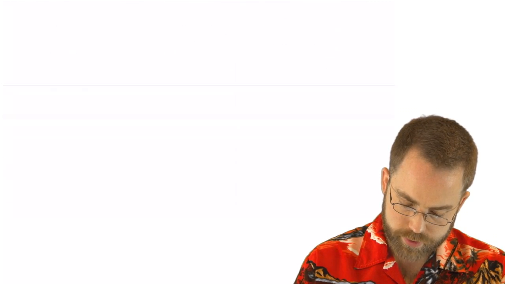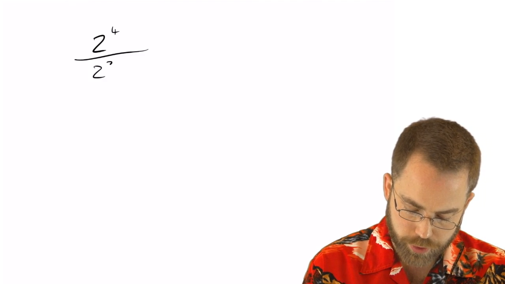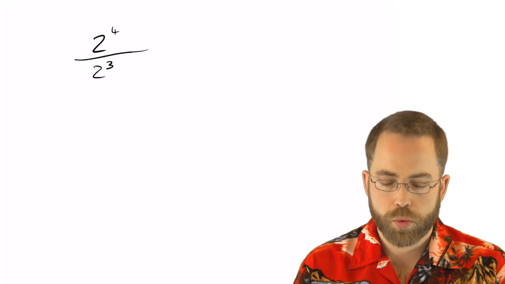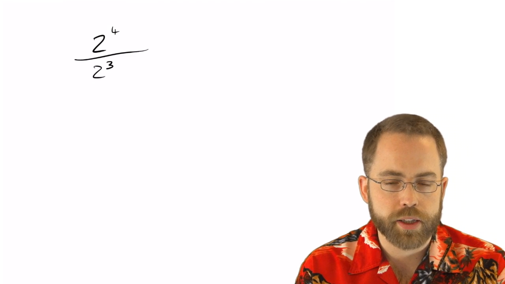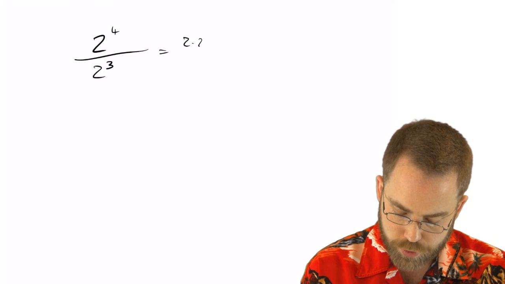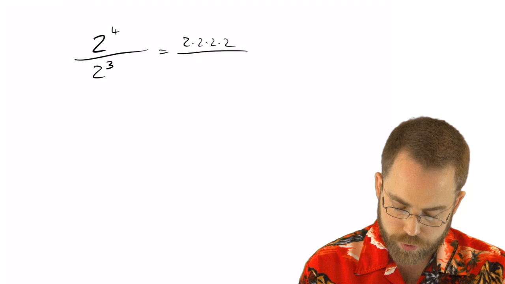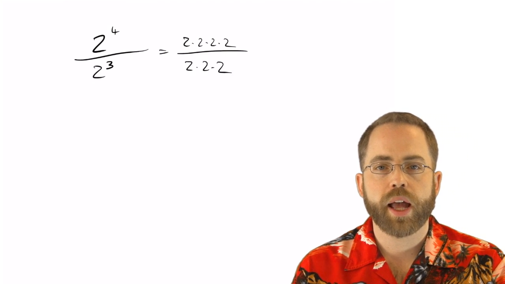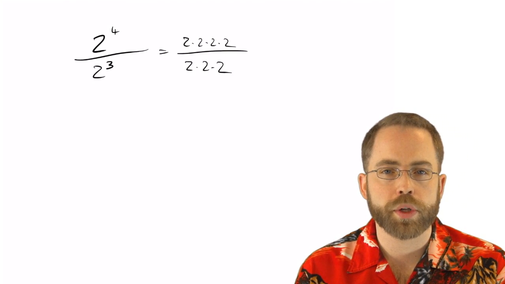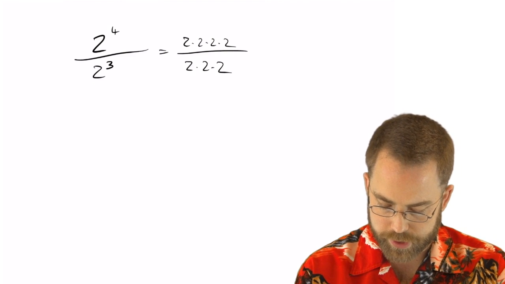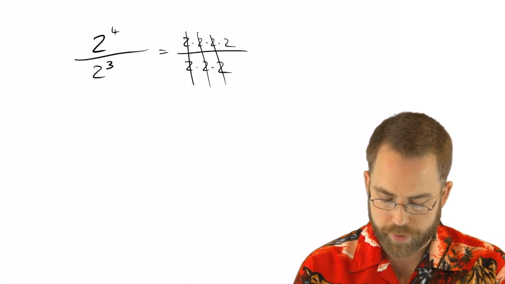All right, so next up, we then say, what about division? What about 2 to the 4th over 2 to the 3rd? Well, again, we expand this. We recognize that it's a shortcut for 2 times 2 times 2 times 2 over 2 times 2 times 2. And because they're all multiplying and no one is adding, we can cancel freely. And that means that I'm left with just 2.